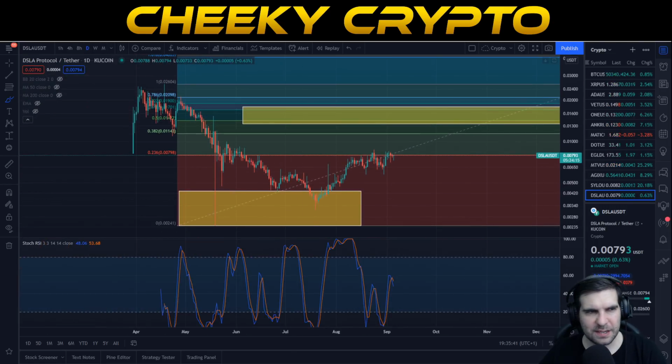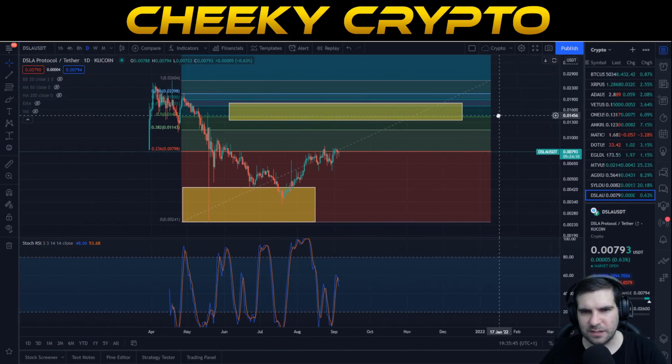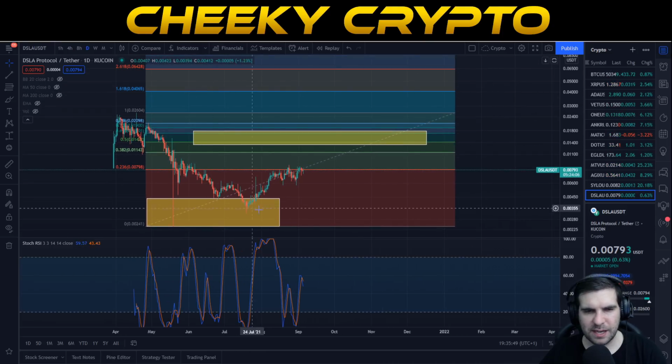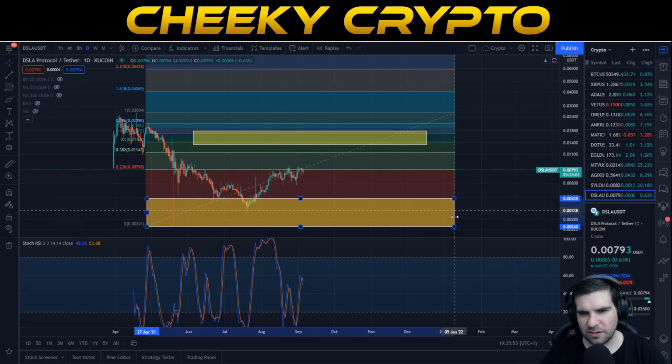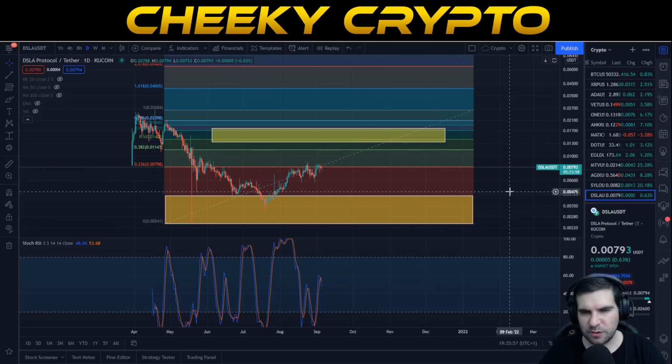Overall, with something like this that's not necessarily moving, it's important that we do zoom out. In the case of DSLA, it would be the daily chart. We have a good idea of where things are going. As long as we track pretty well on the bigger picture, we're going to be doing okay. If we do come back down into the buy zone for whatever reason, I will just be consistently accumulating. I do think this is a project for the long haul, but do your own research. I'm not a financial advisor, so definitely do your research on this one.